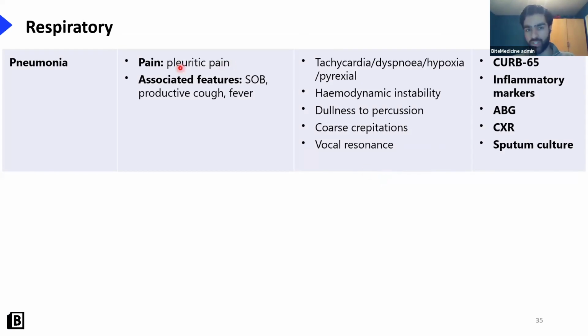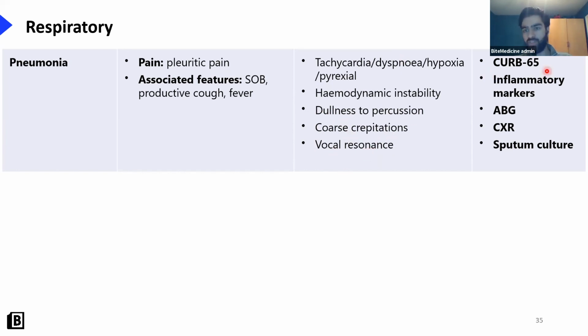Pneumonia, again, can present with pleuritic chest pain and shortness of breath, but typically they also have a productive cough with a fever. If the patient is septic, they'll be hemodynamically unstable, pyrexial, hypoxic. Over the area of consolidation, you will hear coarse crepitations and dullness to percussion. And patients will have vocal resonance over the area of consolidation.